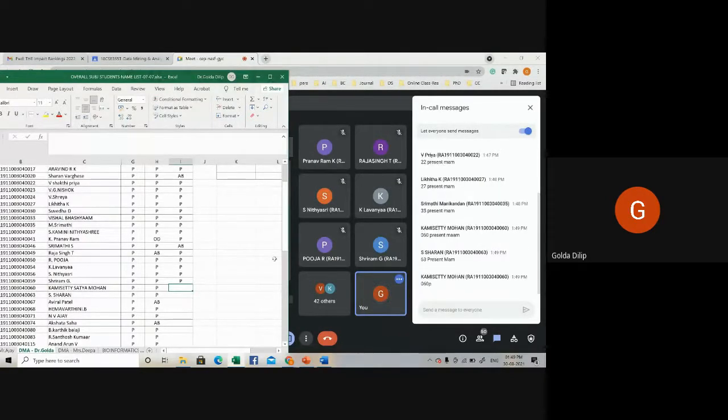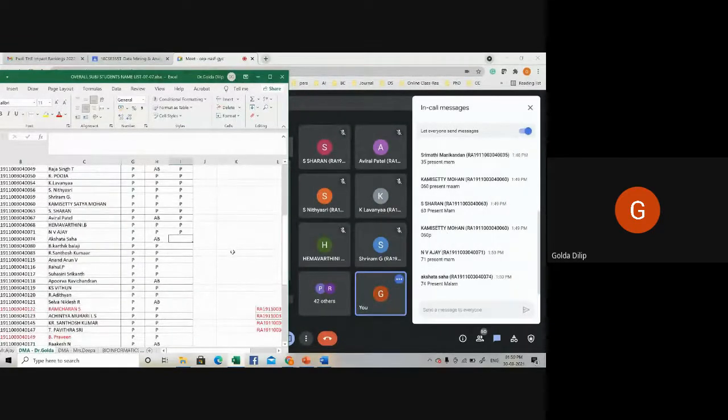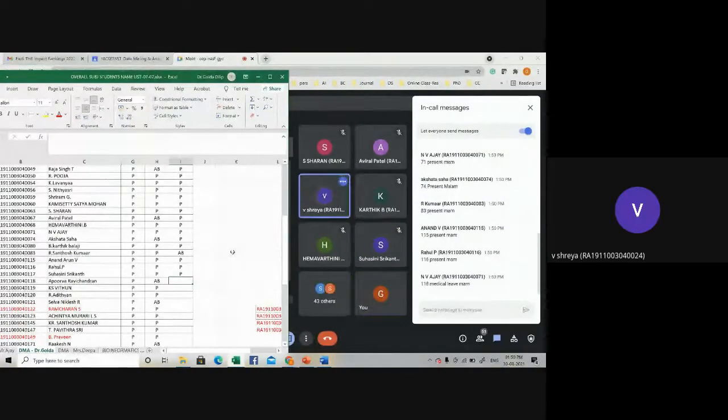Satyamohan. Okay, noted. S. Sharan. Present, ma'am. You give me the attendance later. I will not be marking. Aviral Patel. Present, ma'am. Hemavartini. Present, ma'am. Ajay. Okay, noted. Akshata Saha is also noted. Karthik Balaji. Present, ma'am. Santosh Kumar. No response. Anand Arun. 115 is present. Rahul P. noted. Suhasini Srikanth. Present, ma'am. Apurva Ravichandran. Ma'am, ML, ma'am. Apurva is ML.